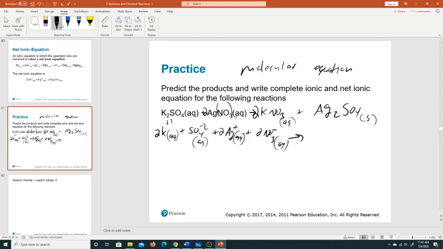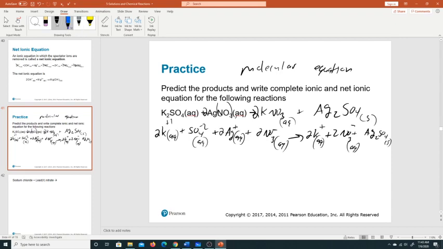Arrow, repeat over here, 2K plus aqueous plus 2 NO3 minus aqueous, and the salt we leave alone. Ag2SO4 solid. So you must write the AQs, you must write the solid at the end. This is called the complete ionic equation. That's the complete ionic equation.